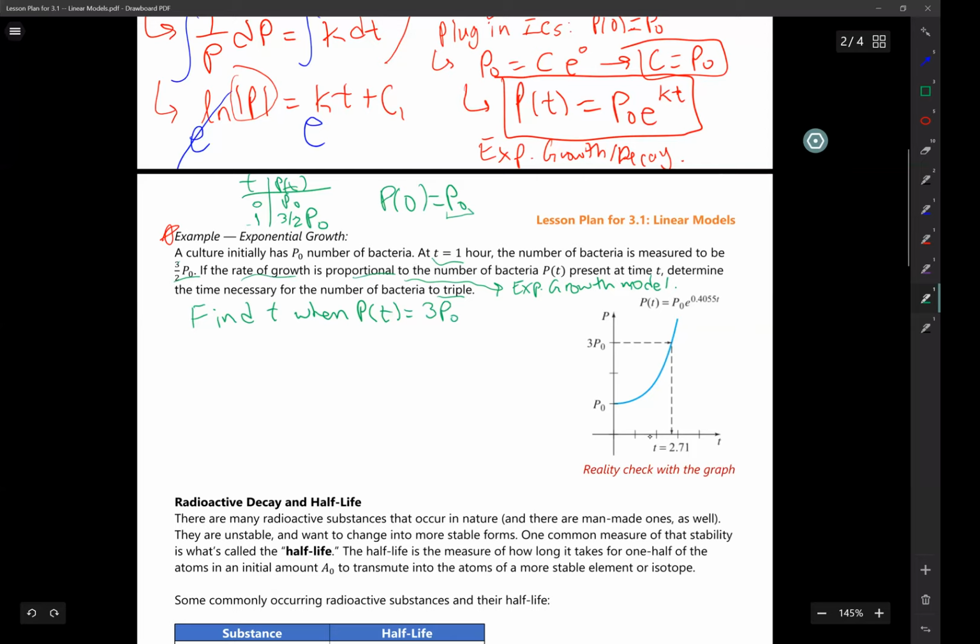So how are we going to do this? Well, first thing is, use the model. So I know the solution to this model for exponential growth and decay is right here. It's the P of T. So let's just use that. So I know this is the model: P of T is equal to P naught e to the KT. Now we have this unknown growth rate. So the first thing we're going to have to do is figure out what K is.